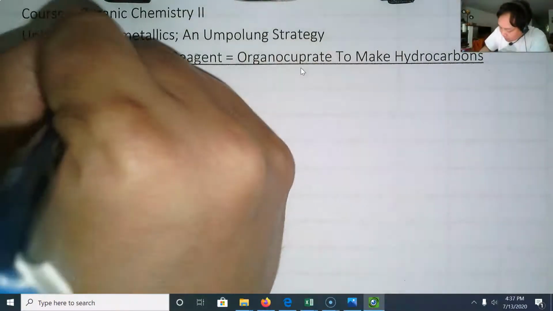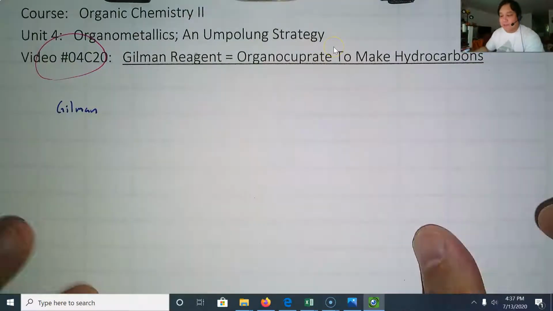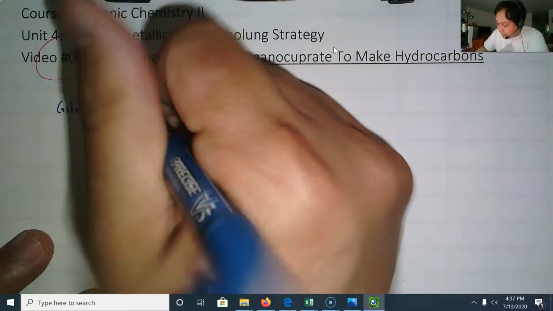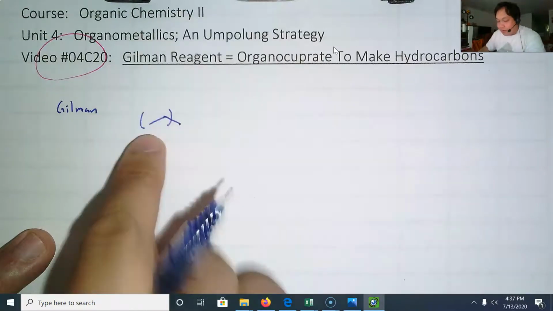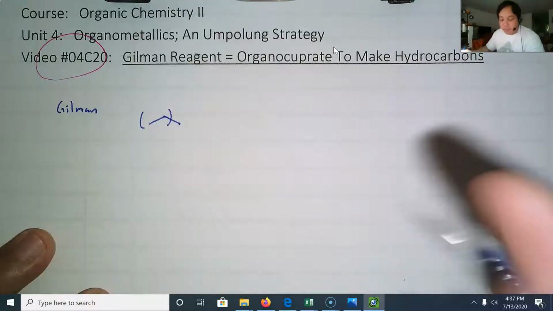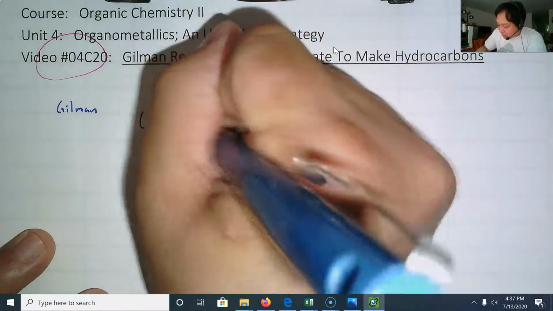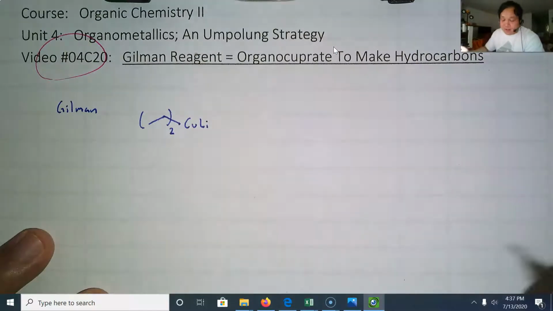and it can be represented in a couple different ways. Let's say we have an ethyl GILMAN reagent. So the ethyl GILMAN reagent could look like this. Within the parentheses, we have the two carbons representing the ethyl group. You could have two of those, and it's connected to a complex copper lithium. That's one way.